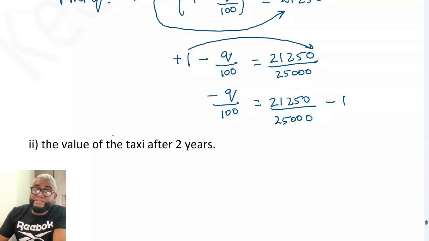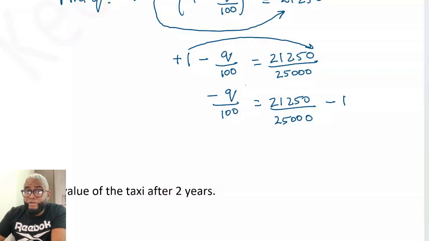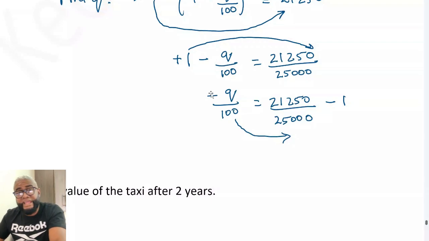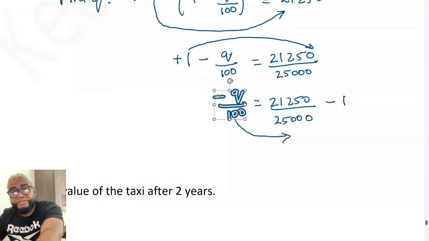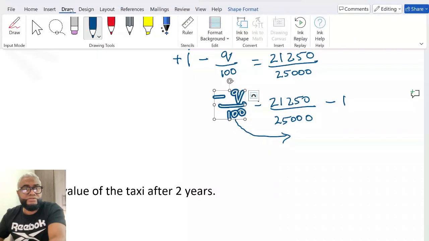We still need to get rid of this 100 here. This negative could apply to either the Q or the 100. When I move this 100 to this side, I can't move it with the negative, because this negative is like minus this whole thing. I'm going to put more brackets so we don't get confused.